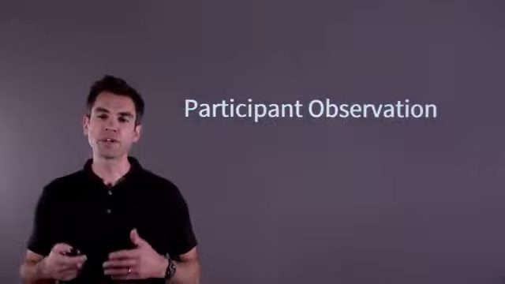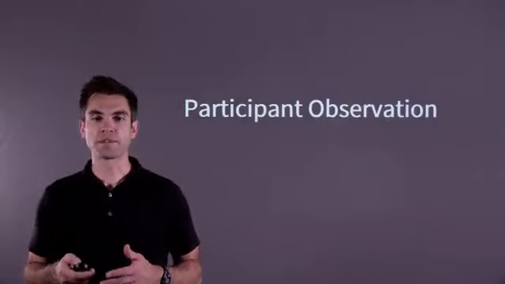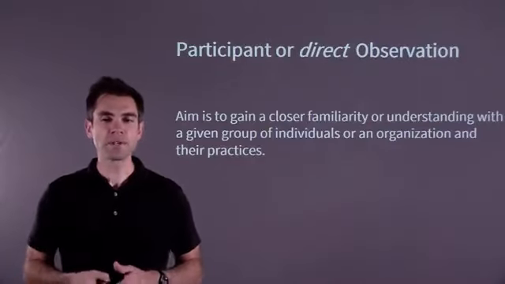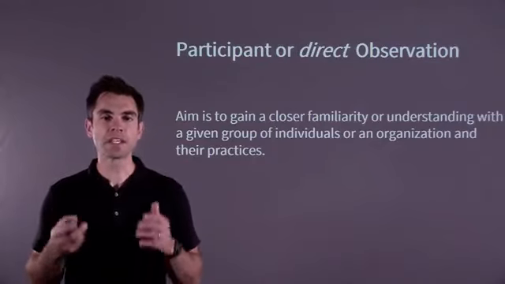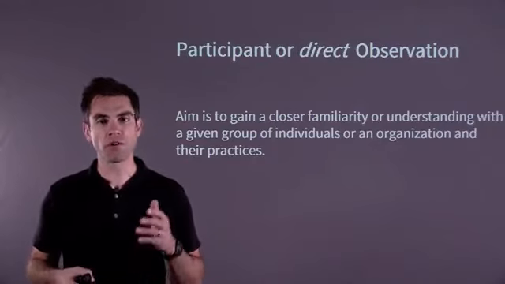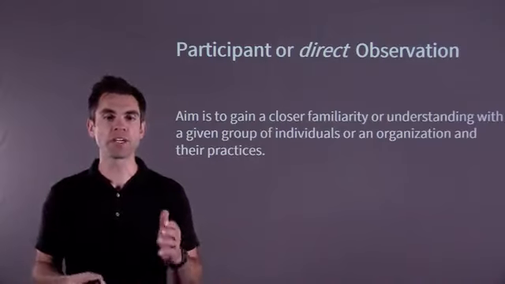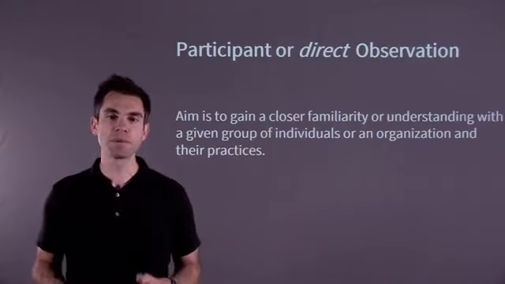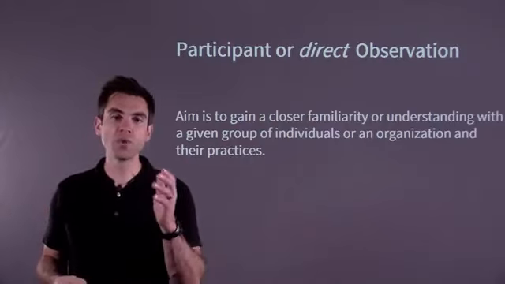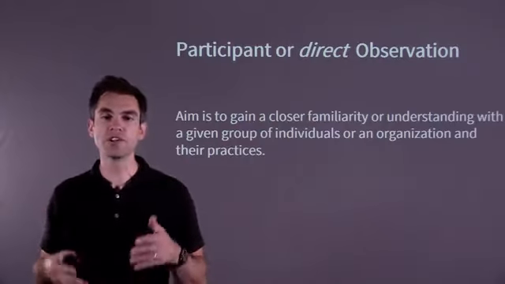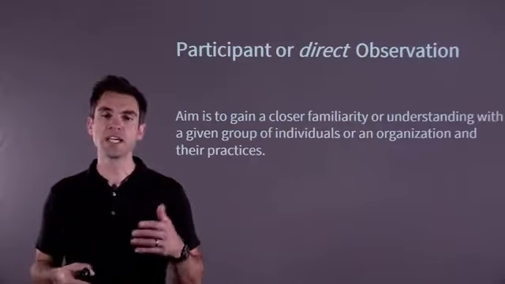All right, in this video, we're going to talk about participant observation. Participant observation is also known as direct observation. And here the aim is to give you a closer familiarity or understanding with a given group or individuals. This could be a religious group, a particular community, a neighborhood, whatever it is. You want to know what their practices are, and you're going to do this through involvement and engagement.